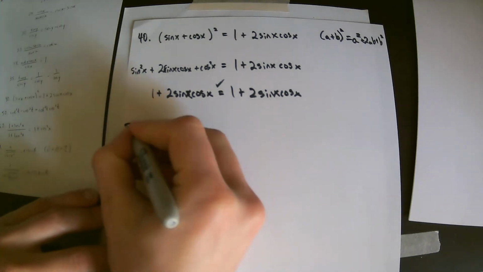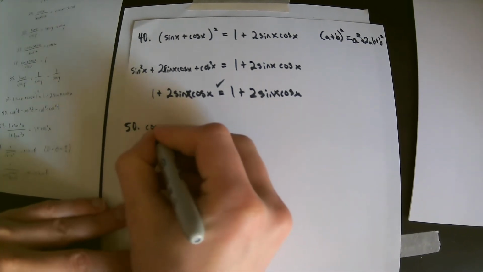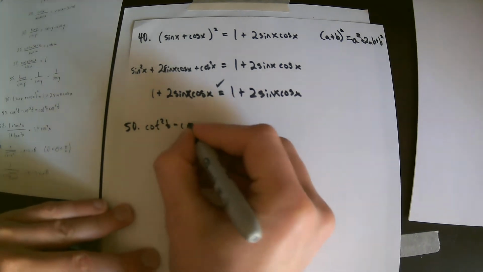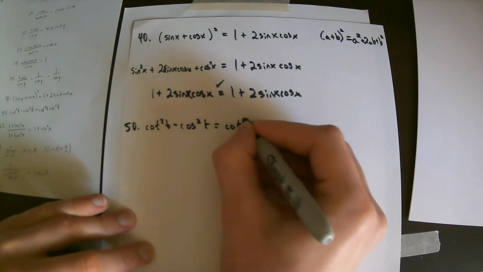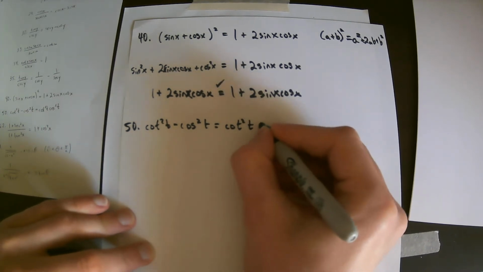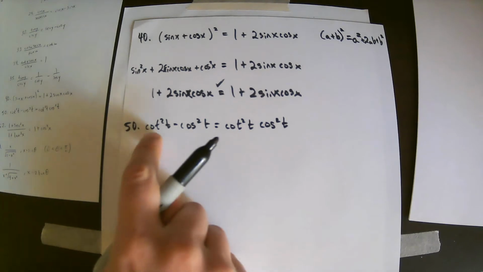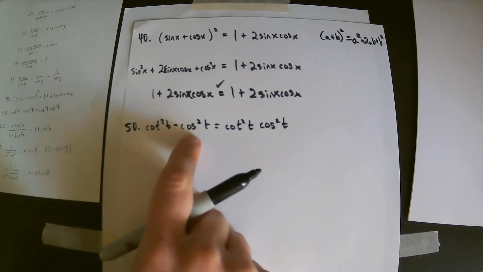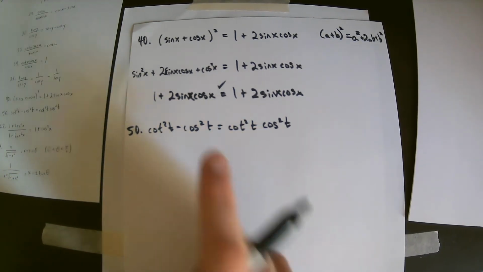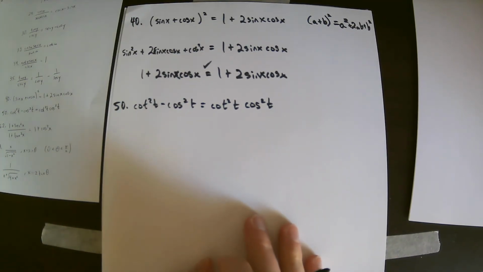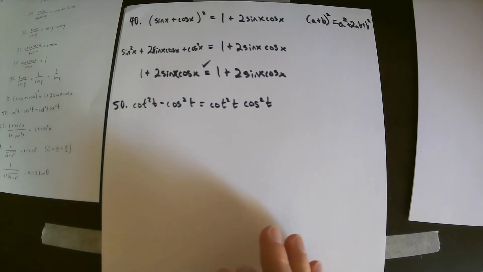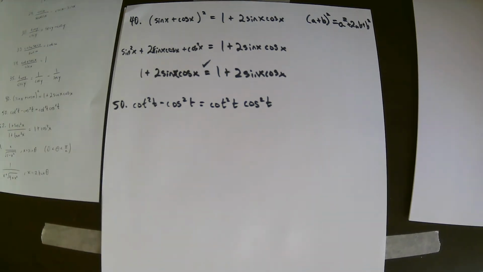Alright, number 50 says cotangent squared t minus cosine squared t should be equal to cotangent squared t times cosine squared t. Oh, that's interesting. The difference of these two, cotangent squared and cosine squared, is equal to the product of the same two things. Alright, what can we do here? Definitely thinking of some Pythagorean identities.